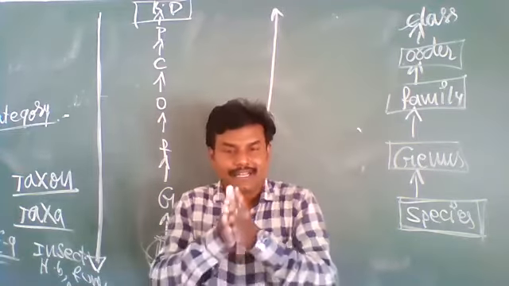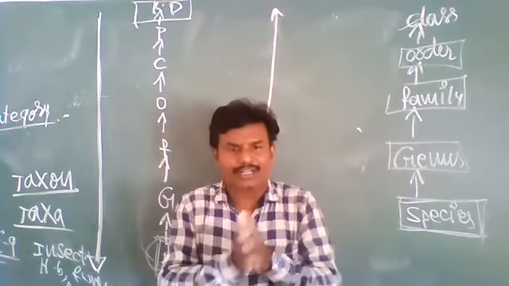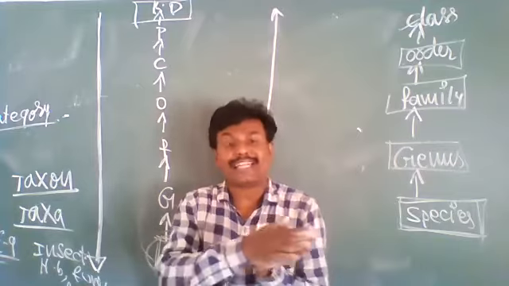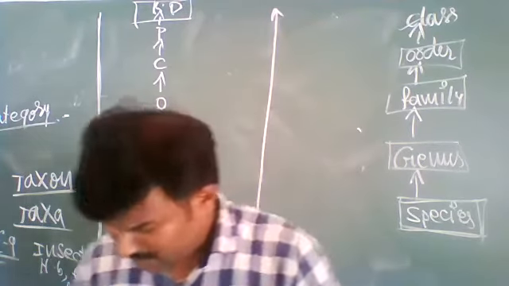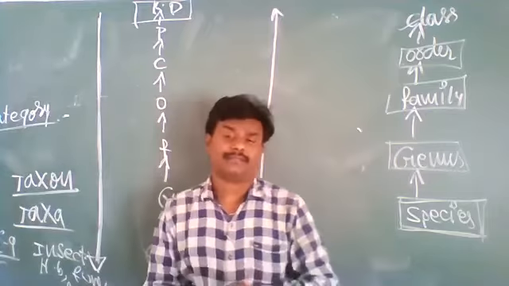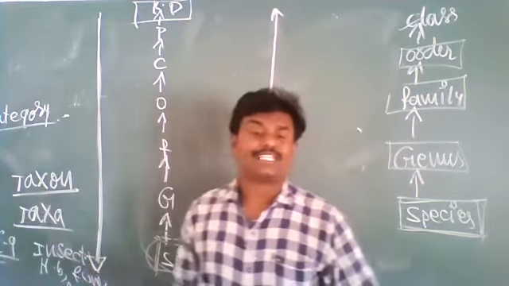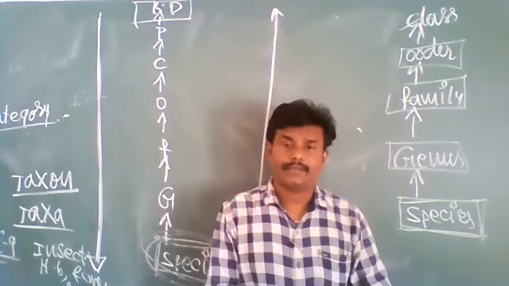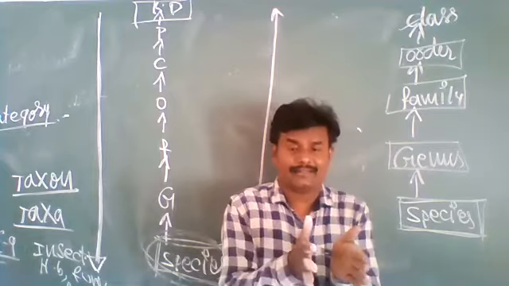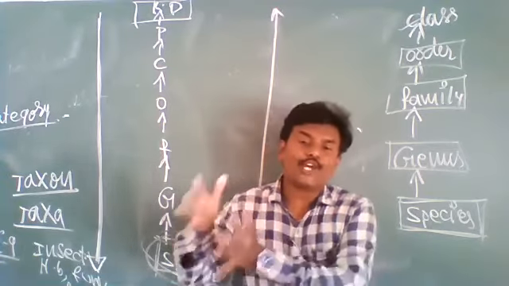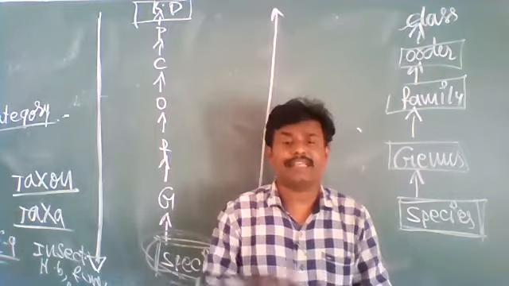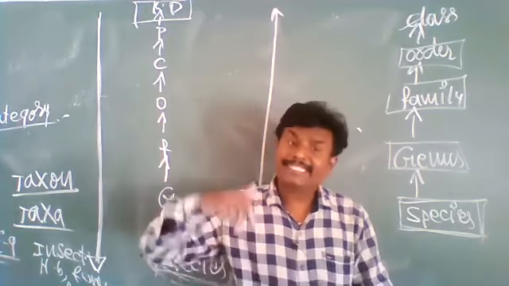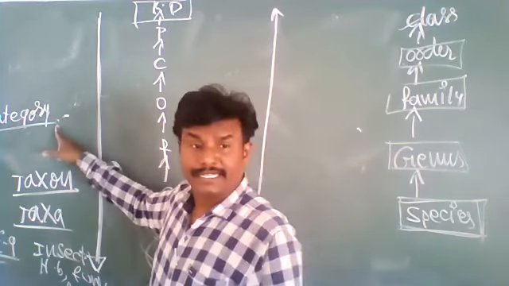Taxon is singular. Taxa is plural. The real or concrete biological organisms, that is the simple and easy meaning: living organisms. Next, category. This is called category.